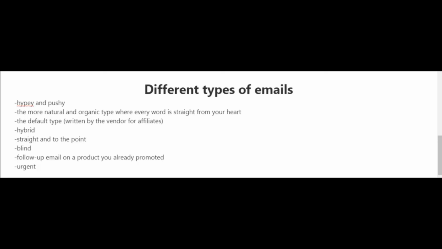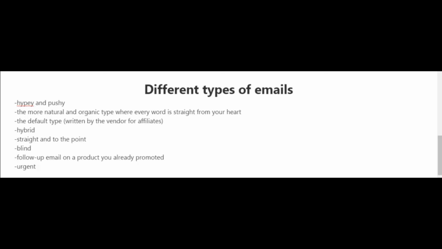If I wanted to get hypey and pushy, I could start talking about how it's going to be the greatest thing since sliced bread and how it's going to help them get a million things done each day. Or I could use the blind approach, which is actually the next type of email I'm going to talk about. The blind approach is where you type an email and you don't really reveal too much about the product. So let's say I'm promoting that productivity course. Well, I'm not going to say it's about productivity. I'm just going to tell them that it's going to help them a lot in getting a lot done each day, or it's going to help them grow their business.